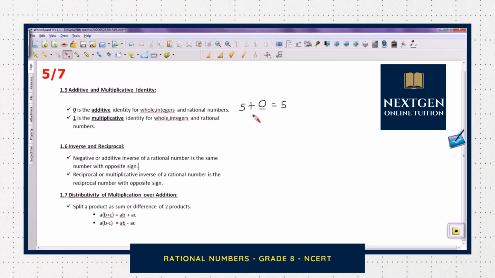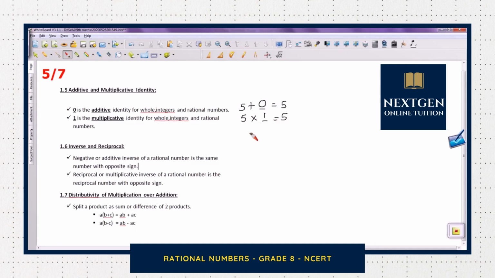For multiplicative identity, I have to multiply a number, but it should not change the product. Which number could it be? 5 into 1 is always the same number.